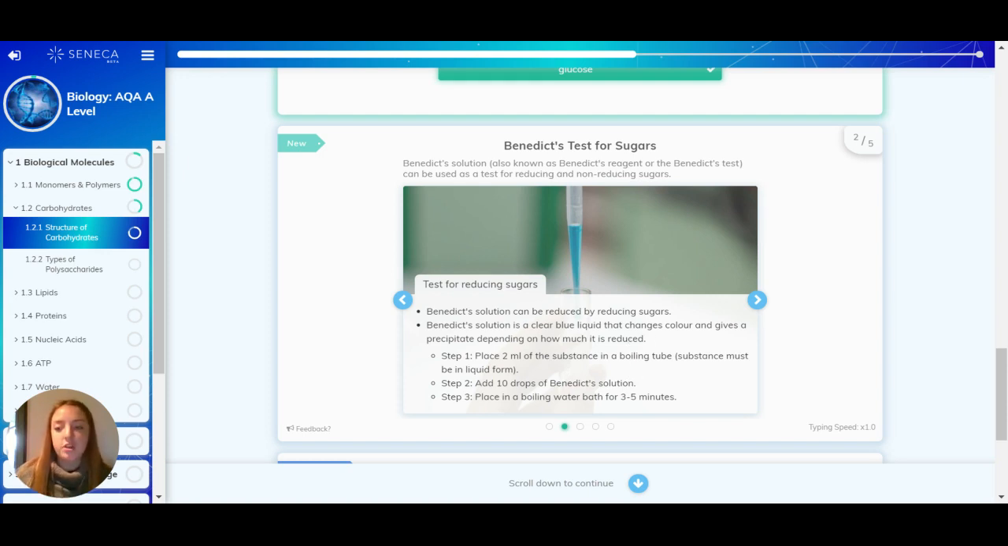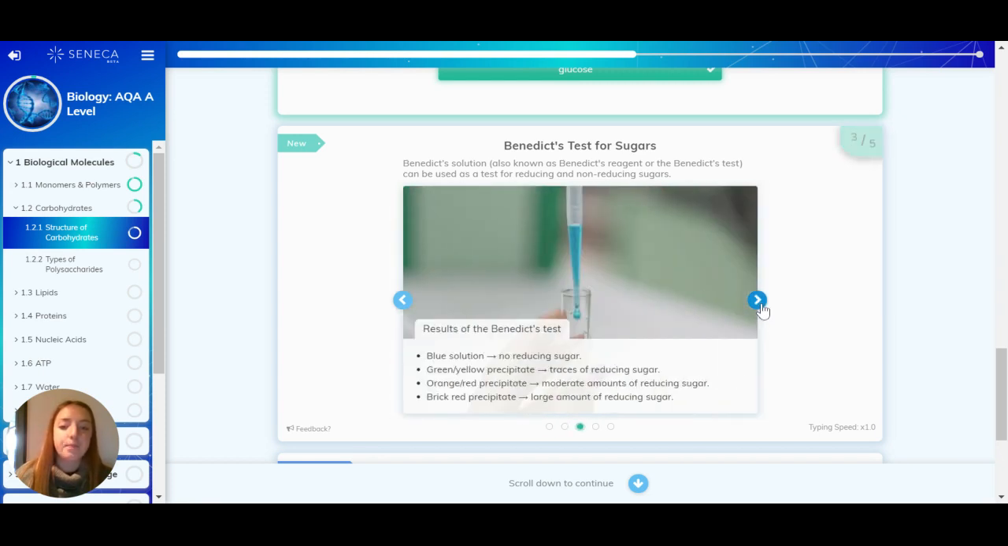So I'll just run you through the steps of the experiment that you would do. So the step 1 is to place about 2 millilitres of the substance in a boiling tube. So the substance is in a liquid form. Then you add about 10 drops of Benedict's solution, which at this stage will be clear blue in colour. And then you place this in a boiling water bath, so you heat it for 3 to 5 minutes.